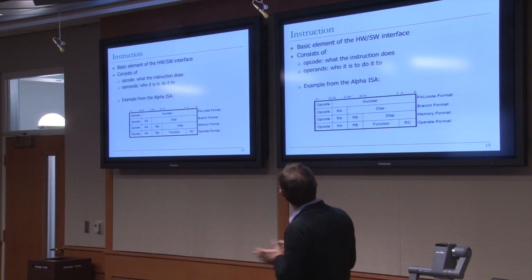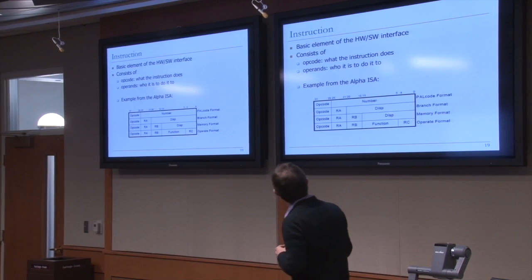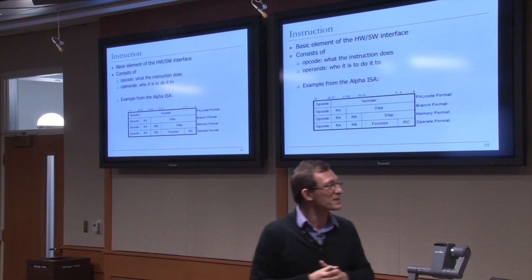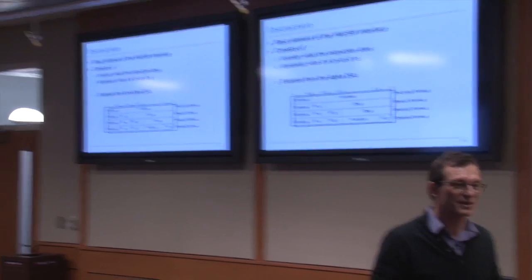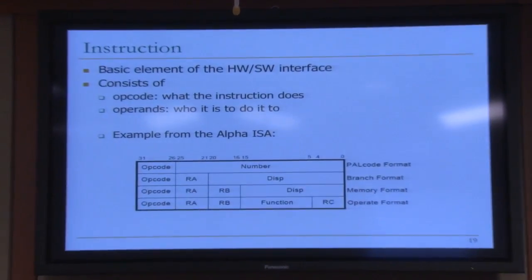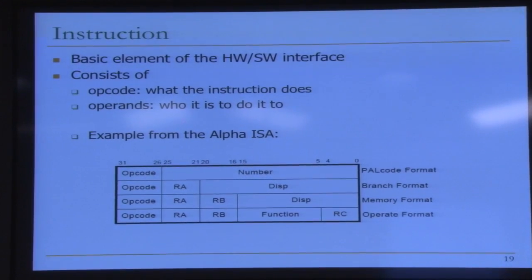But the basic element of the hardware-software interface is the instruction. It consists of two things, basically: the opcode, which specifies what the instruction does, and the operands, which specify who to do it to. Basically, the operand values.